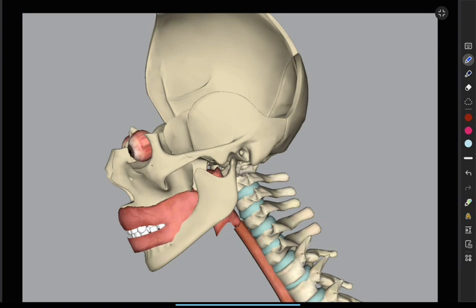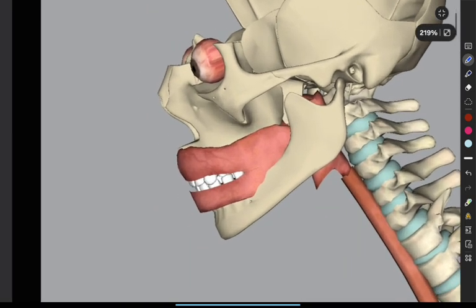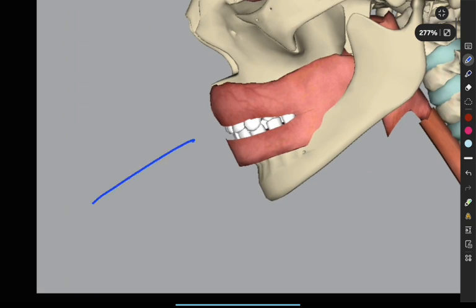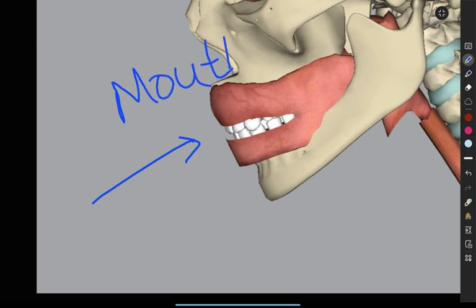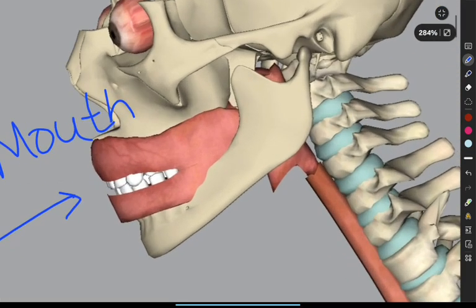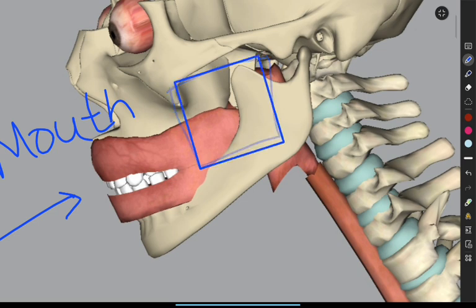Today we are going to study about the digestive system in 3D. First of all, the food enters our body through the mouth, and the cavity present here is known as the buccal cavity.